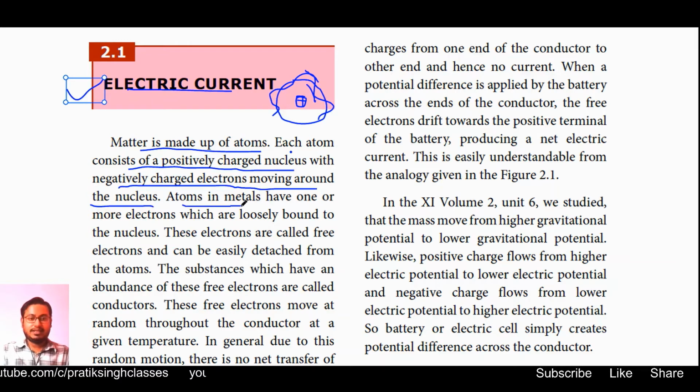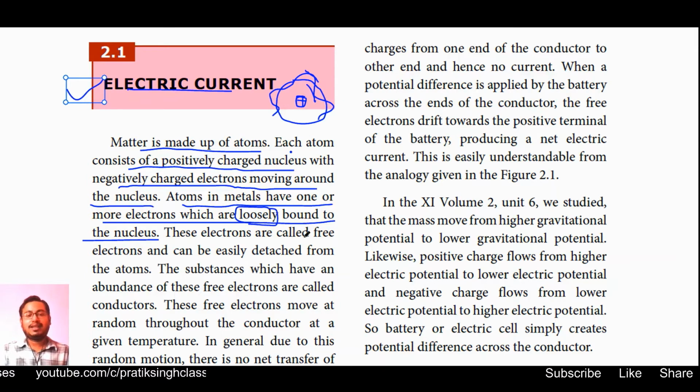Atoms in metals have one or more electrons which are loosely bound to the nucleus. Loosely bound to the nucleus means they can move or be detached away from the nucleus. That doesn't mean that it always happens. There is always some force of attraction, but they are loosely attracted or loosely packed. These electrons are called free electrons and can be easily detached from the atoms. Let me give you a brief explanation of what this term really means.